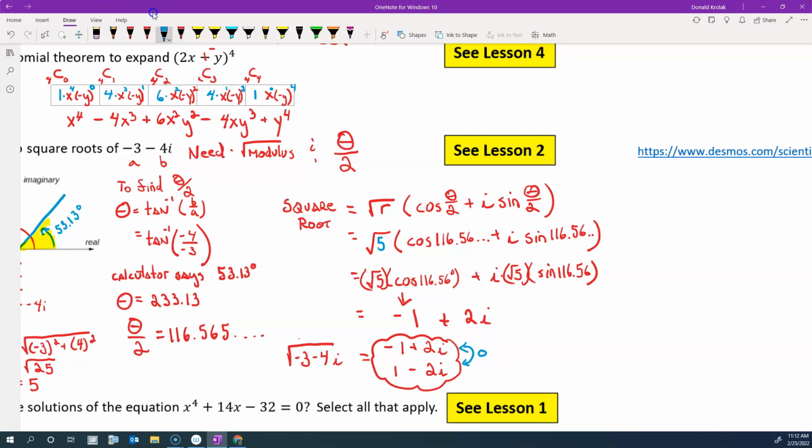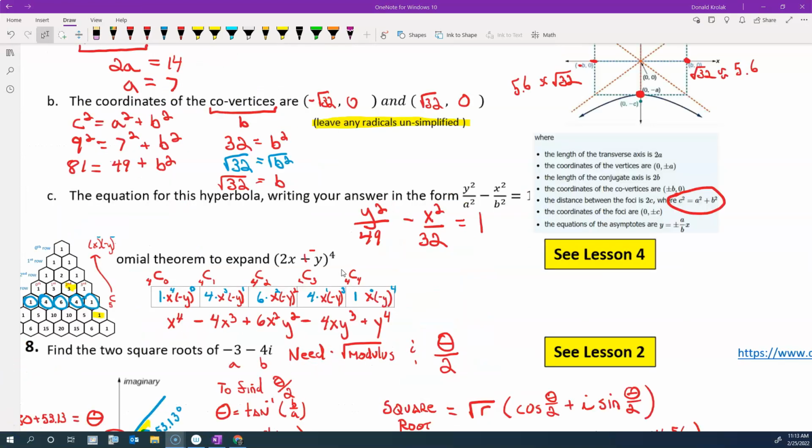Not conjugates, opposites. So I multiply the real part by -1 and the imaginary part by -1. Okay, and people watching the video, I made a mistake on 7 because x should have been 2x, and I didn't put that in there. So I'm going to correct that, and I'll repost this here.